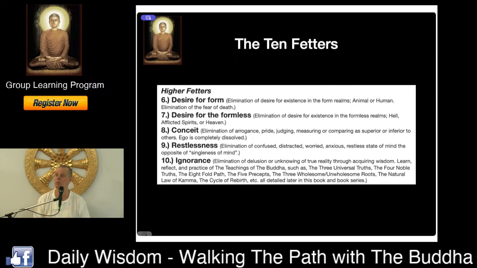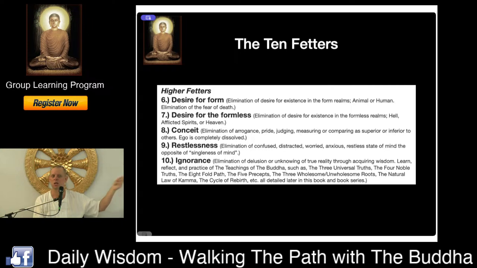Some people want to be reborn as a bird or a dog or a cat or something like this. If you have a desire to exist in the cycle of rebirth, it's going to hinder you from getting to enlightenment, because as you're getting close to death, you'll be holding on to this world. You will have a very painful death, right? So that's what desire for form is.